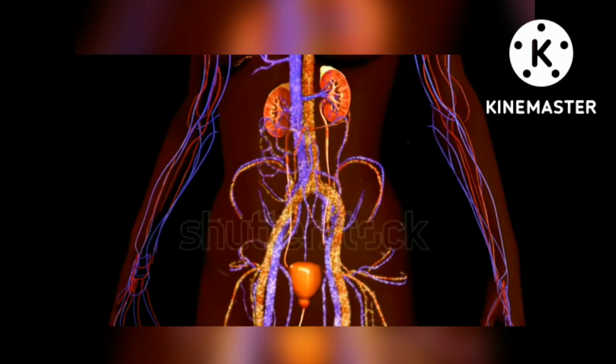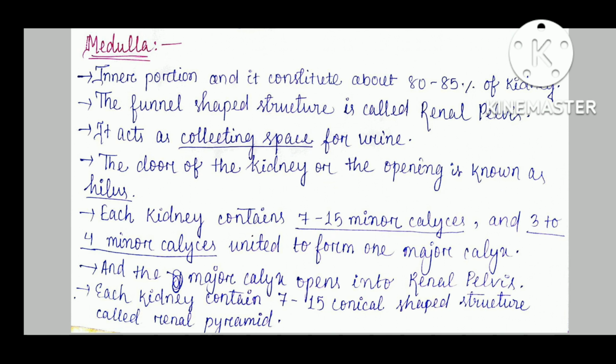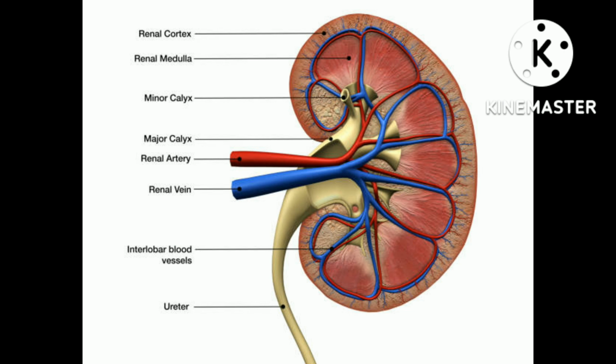Each kidney contains 7 to 15 minor calyces, and 3 to 4 minor calyces unite to form one major calyx. The major calyx opens into the renal pelvis. Each kidney contains 7 to 15 conical shaped structures called renal pyramids. Renal pyramid opens into the minor calyx through papillae.